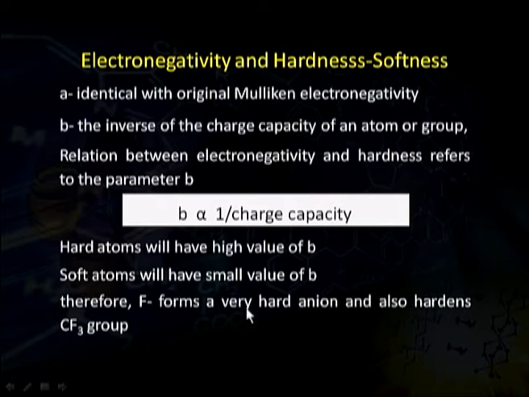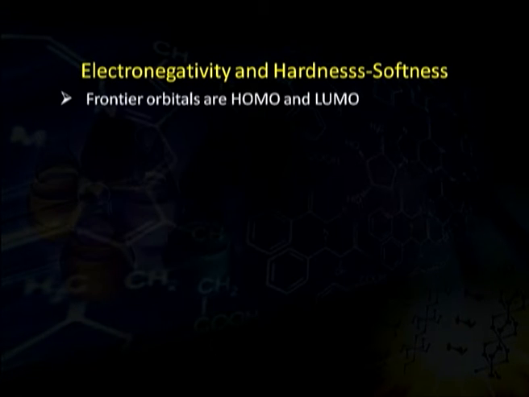Therefore, fluoride ion forms a very hard anion and also hardens the CF3 group, as I have discussed in the earlier example. Frontier orbitals also play a very important role in deciding the electronegativity and hence the hardness and softness of any species. So, what are these frontier orbitals? Frontier orbitals are basically the HOMO and LUMO. HOMO is the highest occupied molecular orbital and LUMO is the lowest unoccupied molecular orbital.